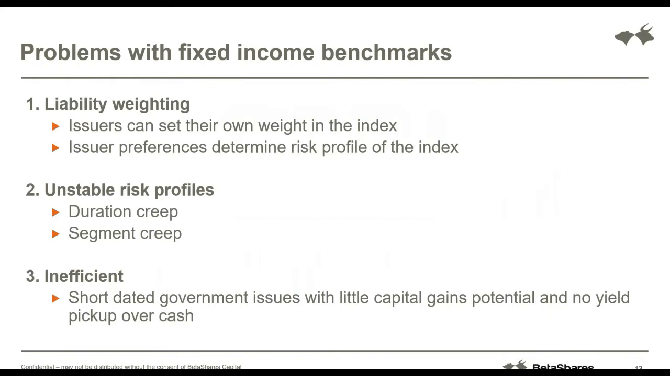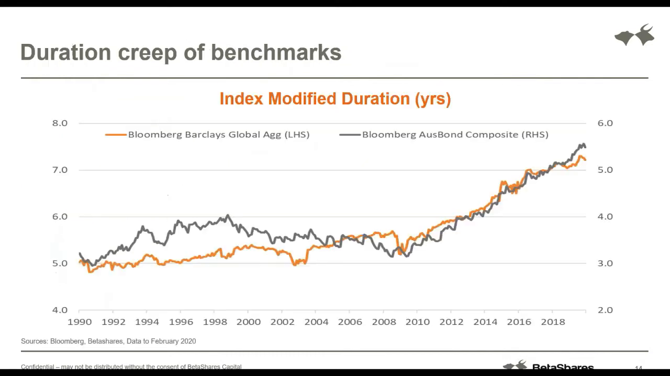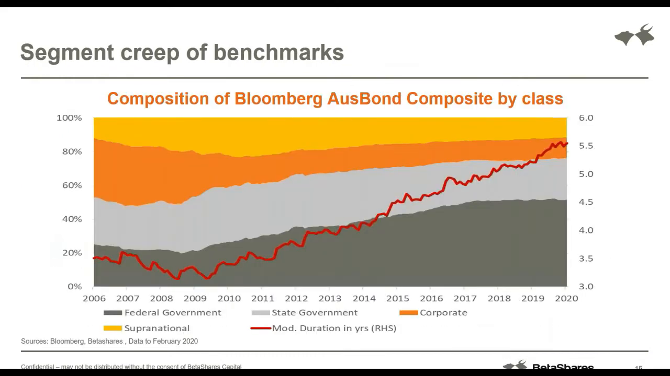The other issue is segment creep, and segment creep is the split between, say, government and corporate. And that can also have a big bearing on the risk profile, not only of the index, but of how that index interacts with what else you're holding in your portfolio.